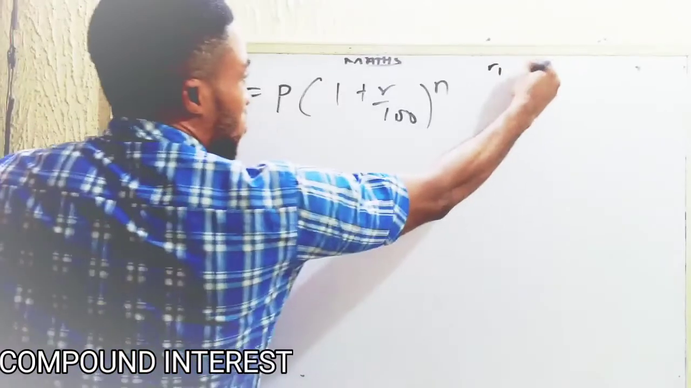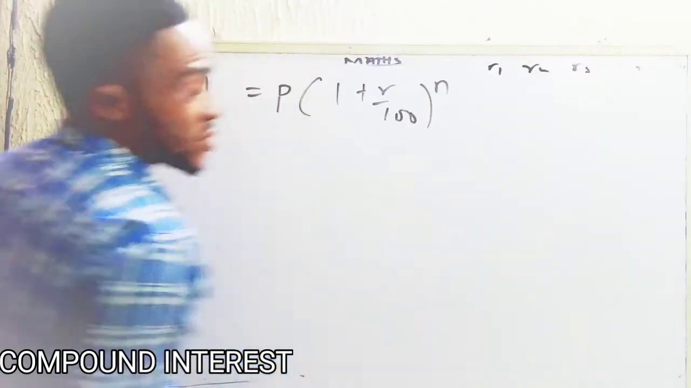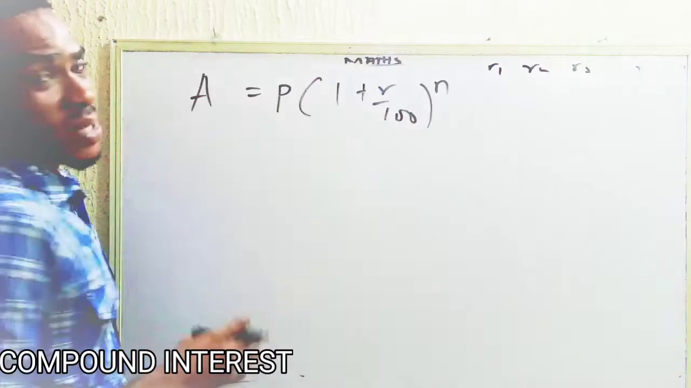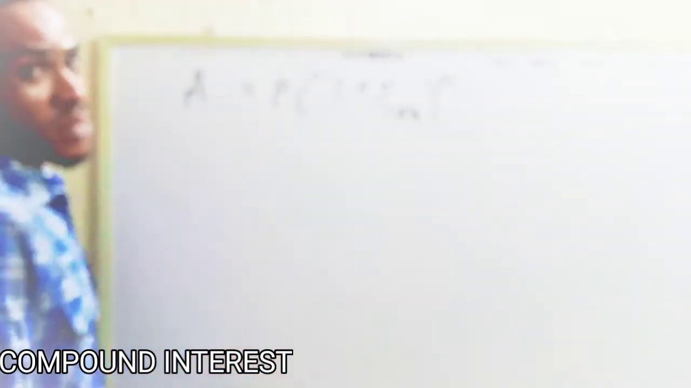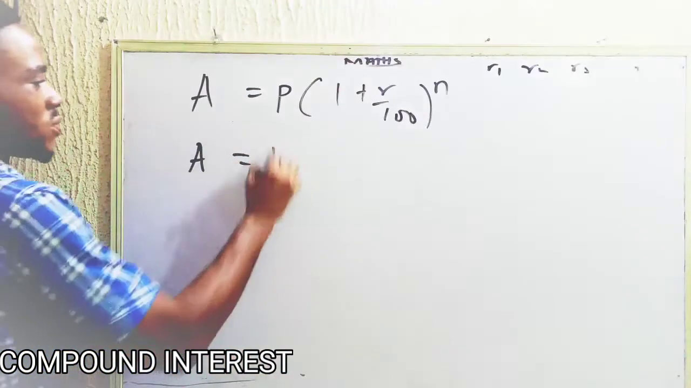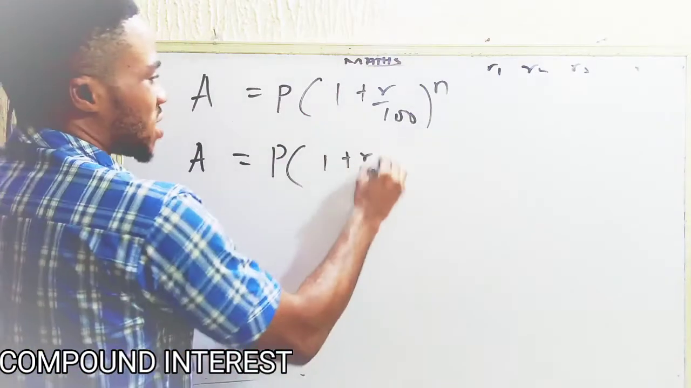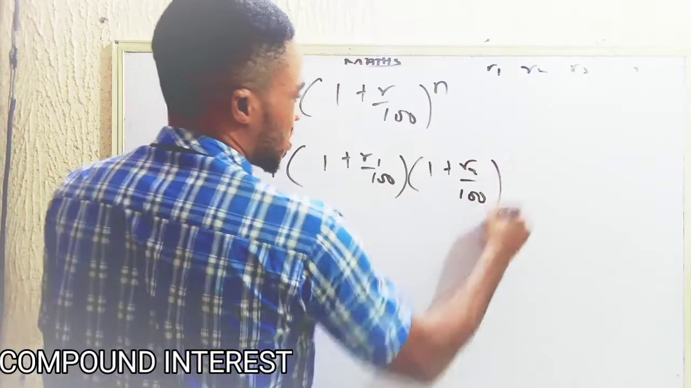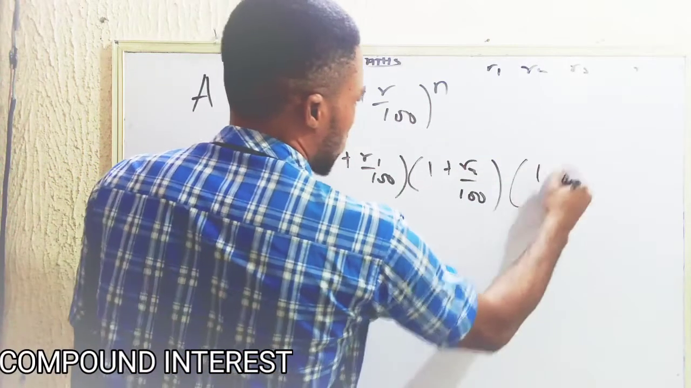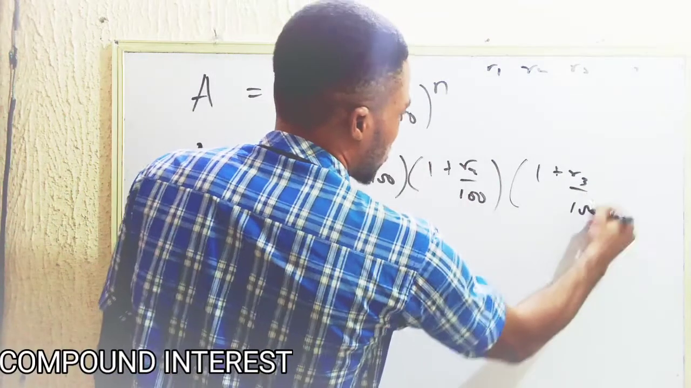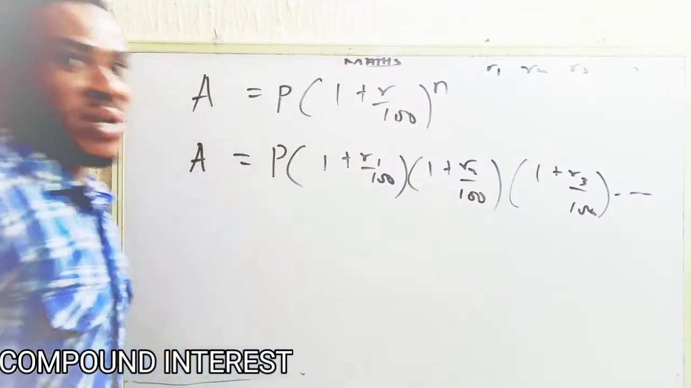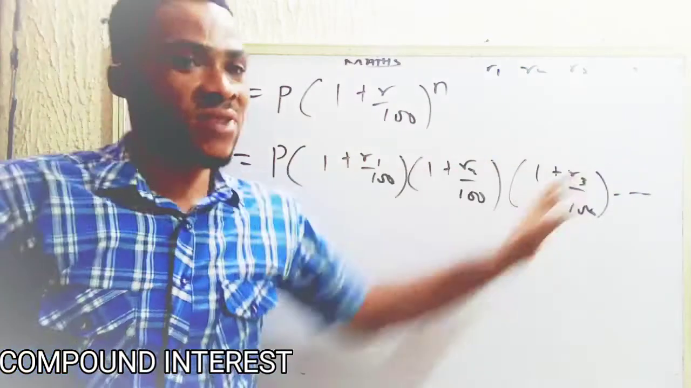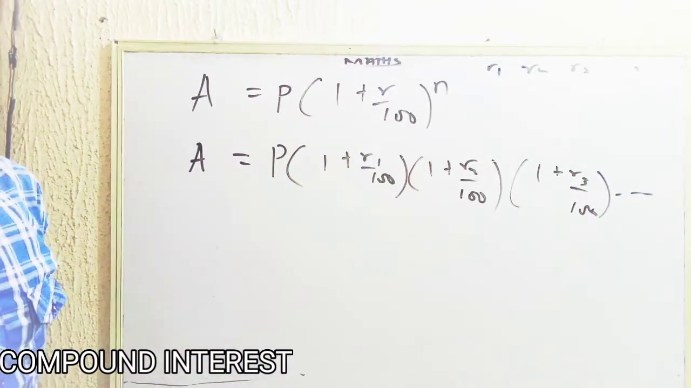Now, there are some questions where you may be given different rates, that's R1, R2, R3, and so on. If you want to extend this formula to accommodate multiple rates, all you have to write is: Amount is equal to P bracket 1 plus R1 over 100, bracket 1 plus R2 over 100, bracket 1 plus R3 over 100. The list goes on. So be mindful of not putting the powers on top whenever you expand it in this form.